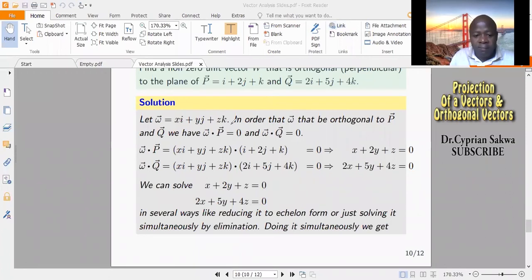Yes, it is. It's down here. Just write it. It is x plus 2y plus z equals 0, and 2x plus 5y plus 4z equals 0. So let me just be sure that I'm carrying forward the correct equations, and then let's manipulate them.